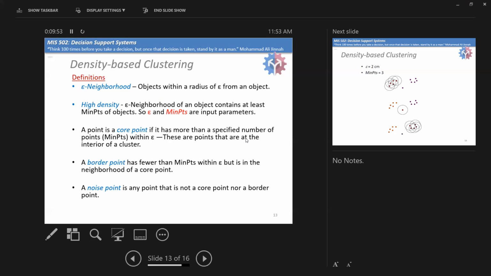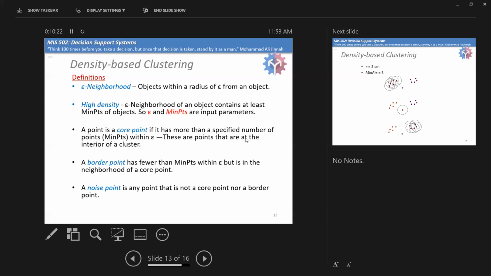That's the object for which you're finding the neighborhood, okay? Everybody understand what's the epsilon neighborhood? It's the object's neighborhood which you are able to find by drawing a circle of radius epsilon. Again, you should ask, where are you getting this value of epsilon?